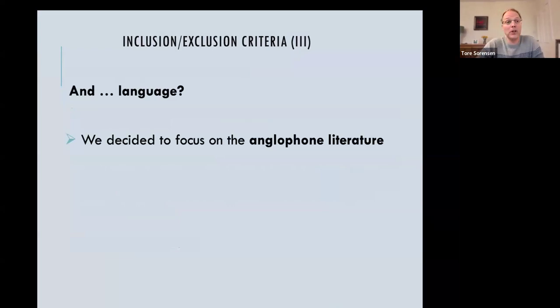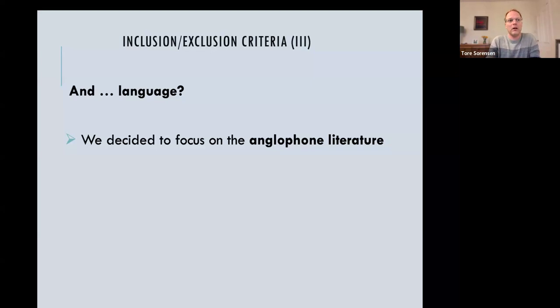Language, absolutely fundamental to consider. What languages are we going to focus on? We decided, for pragmatic reasons, to focus on the anglophone literature. That very often happens due to the status of English as a global language of research, the most dominant language of research. That comes with some shortcomings, certainly. There are certainly many researchers calling for including literature in different languages. And that would be extremely relevant. It would also be relevant for us.